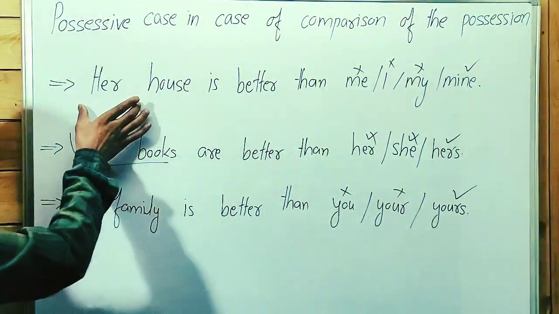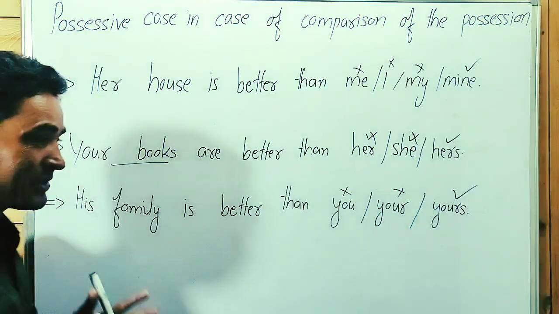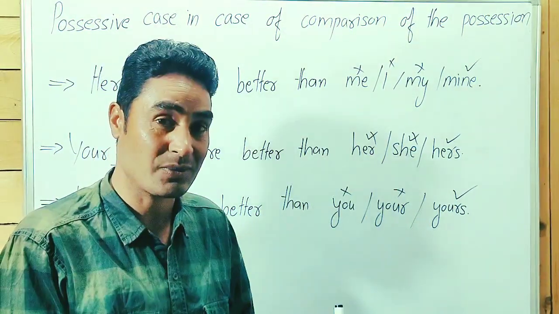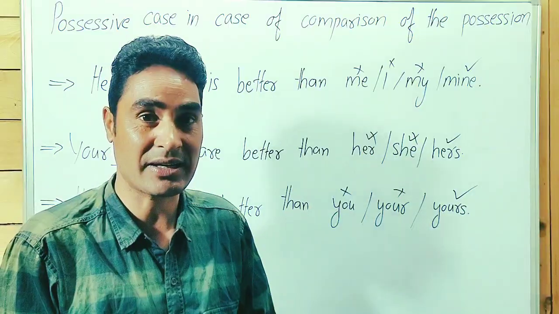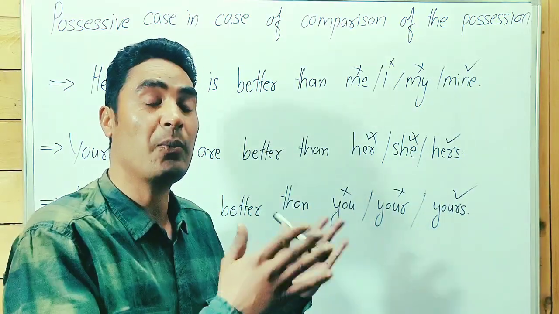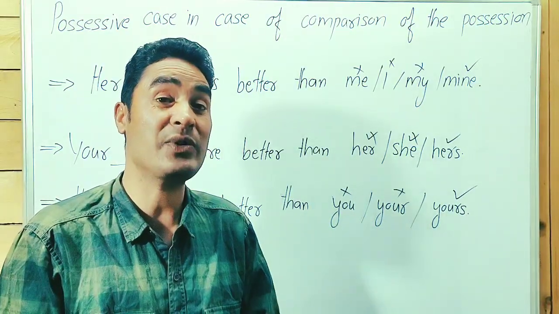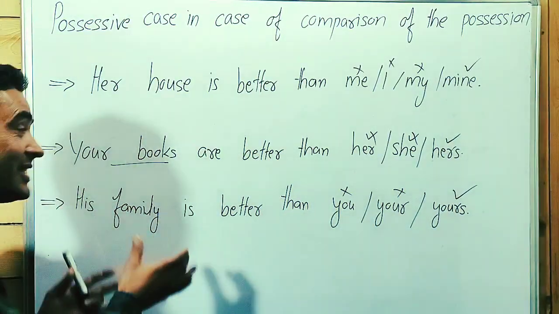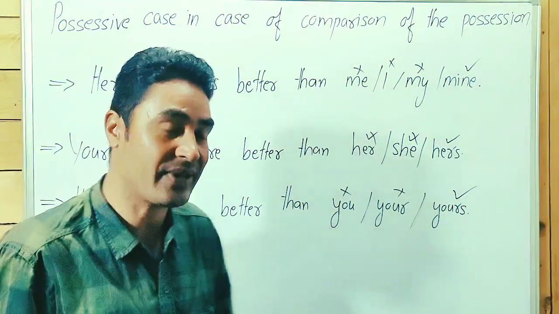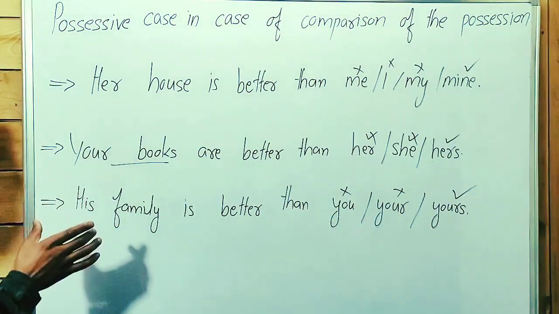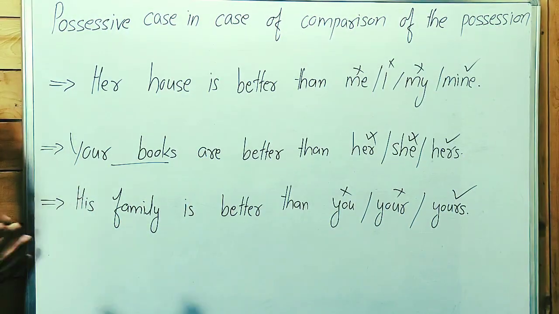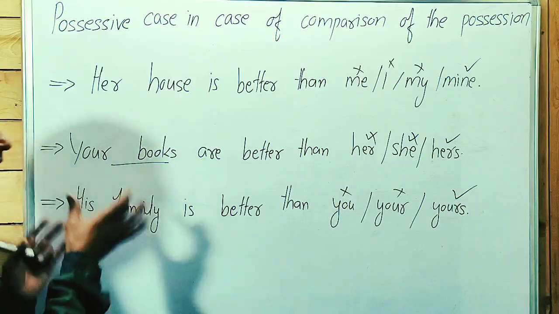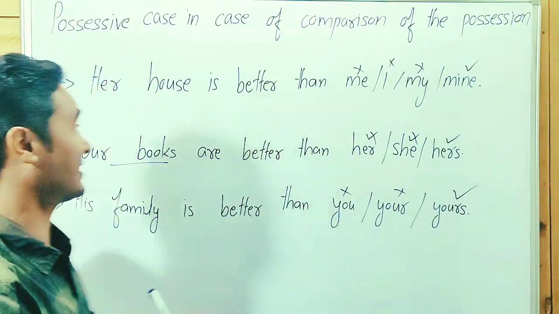I repeat, when we compare two subjective cases, we use the subjective case. When we compare two objective cases, in this case we use the objective case. And when we compare two possessions, when we have to show possession, we write the possessive case.